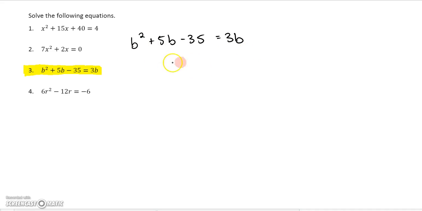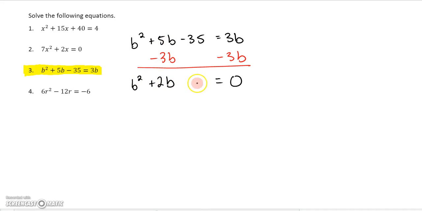Quadratics are very hard to solve unless it's equal to 0. So we need to set this equal to 0, not 3b. Not that hard, don't trip out. Let's just subtract 3b from both sides. That'll give us 0 on the right, and let's simplify here. We've got b squared, 5b's minus 3b's, that's positive 2b's, minus 35.